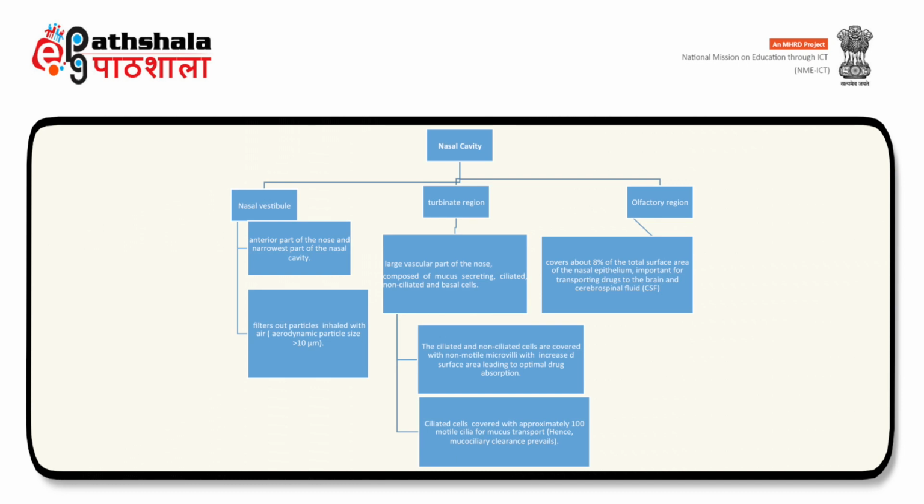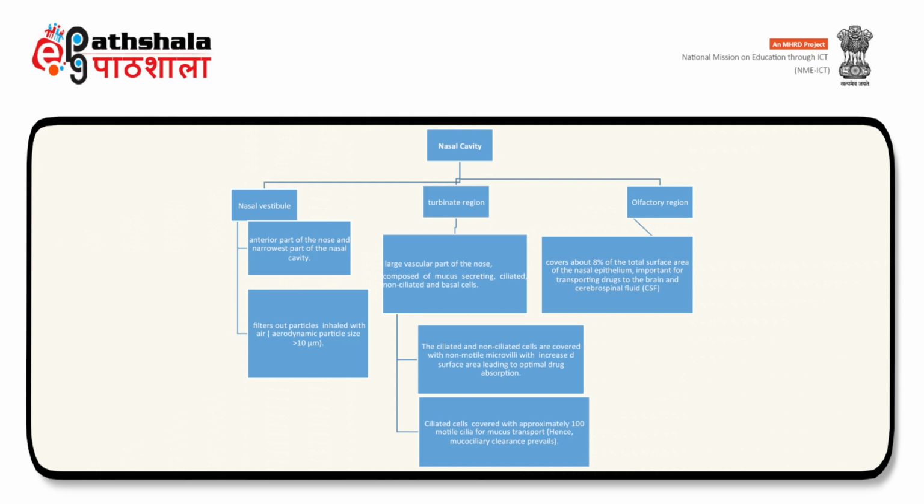So friends, as you can see on the screen in the figure, nasal cavity has got three regions: nasal vestibule, turbinate region, and olfactory region. Nasal vestibule is the interior part of the nose and narrowest part of the nasal cavity. It filters out particles inhaled with air with aerodynamic particle size greater than 10 micrometers.